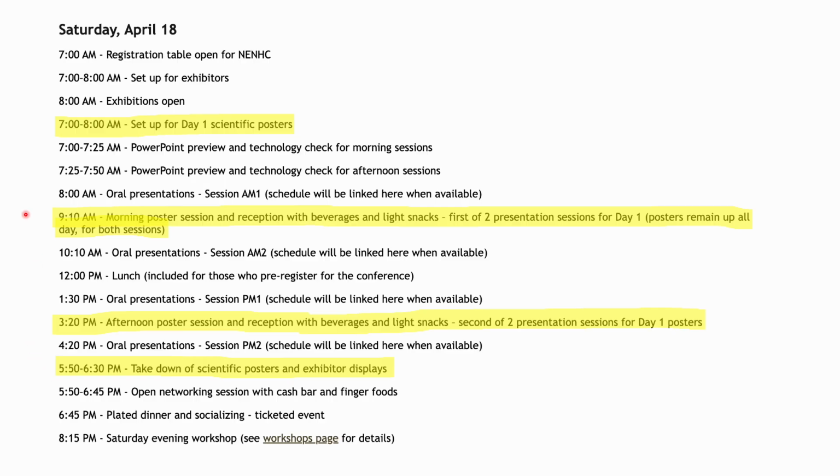So the presenters are only required to be present for the time that they're scheduled for their presentation. They're not required, if they presented in the AM session, they don't have to be there for the afternoon session. They do have to pick up their poster at the end of the day, but they don't have to stand next to their poster during the other session.